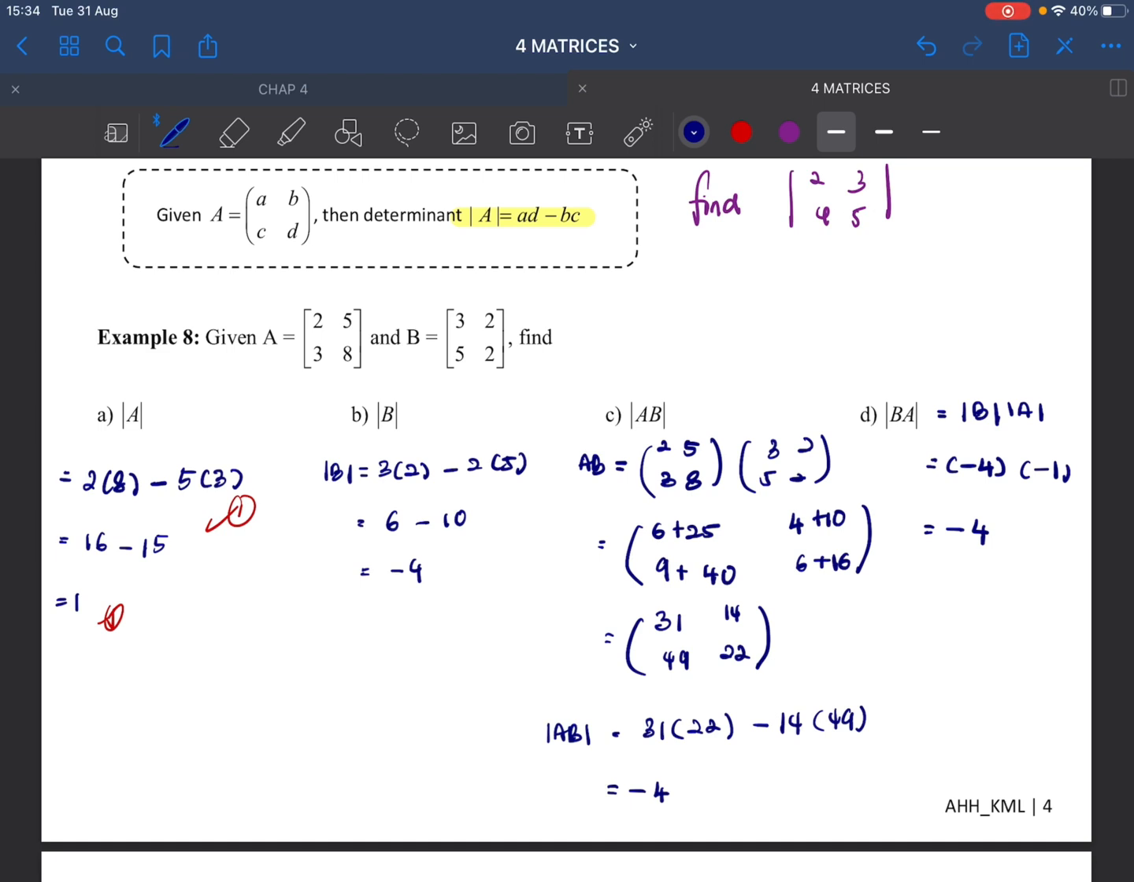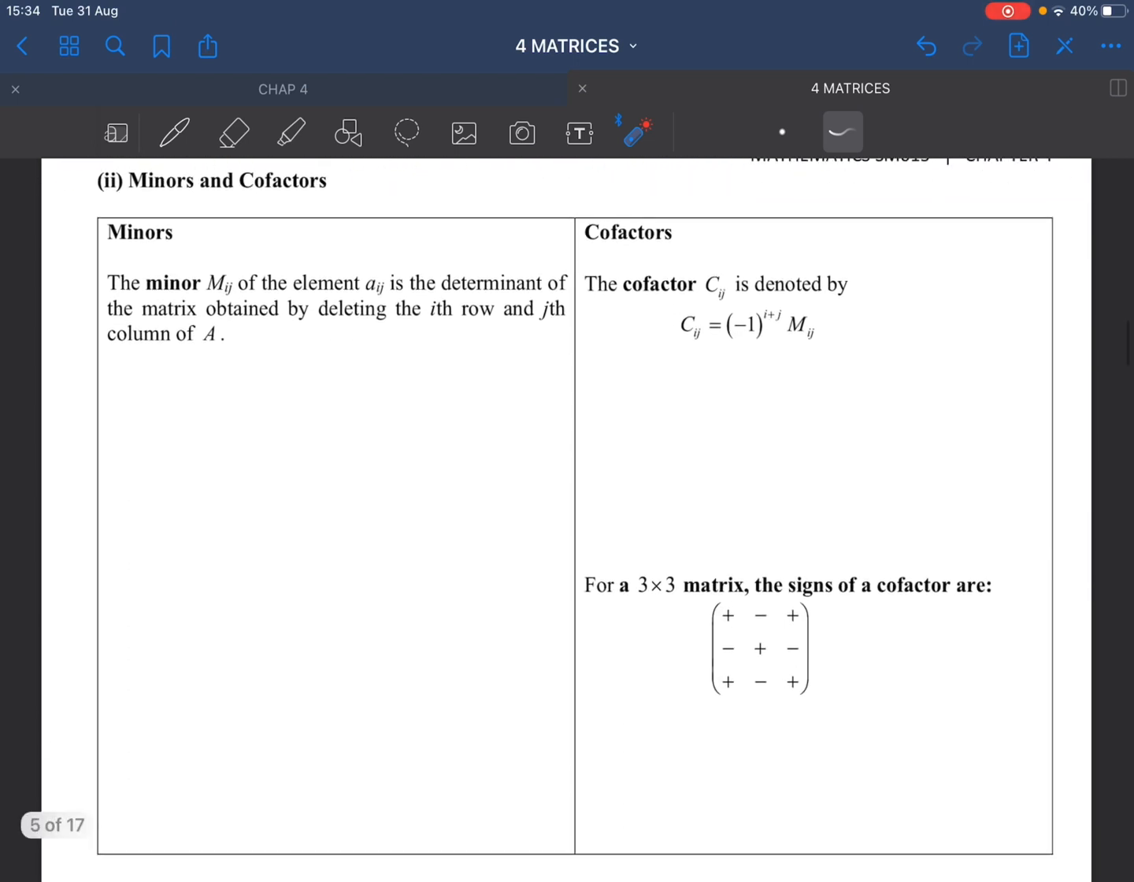Okay, satu lagi properties dia, determinant of AB is equals to the determinant of BA. Sama lah dekat situ. Okay, so you can choose. Kalau kamu ada determinant of A, determinant of B, you can just use properties. Okay, so next. Now before we go to how to find determinant of a 3 by 3 matrix, we are going to see how to find minors and cofactors first.